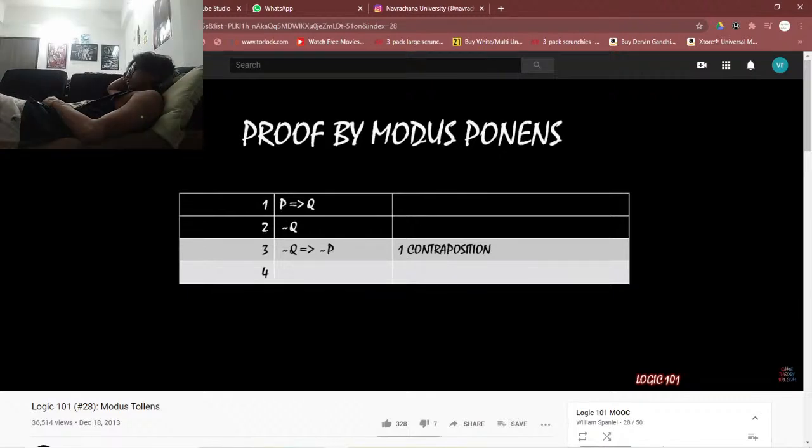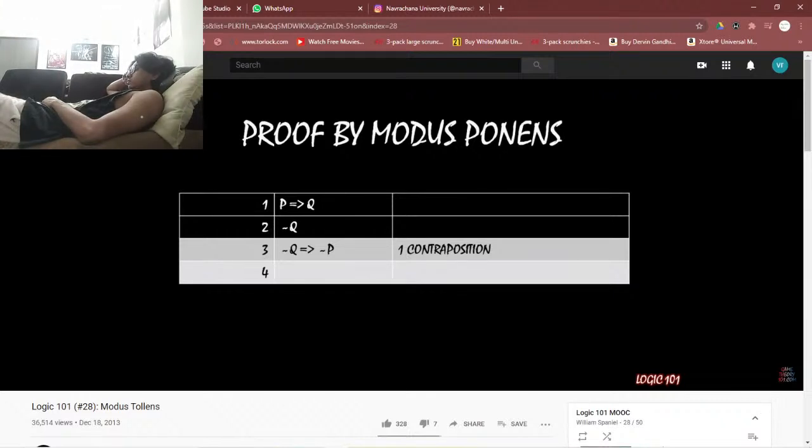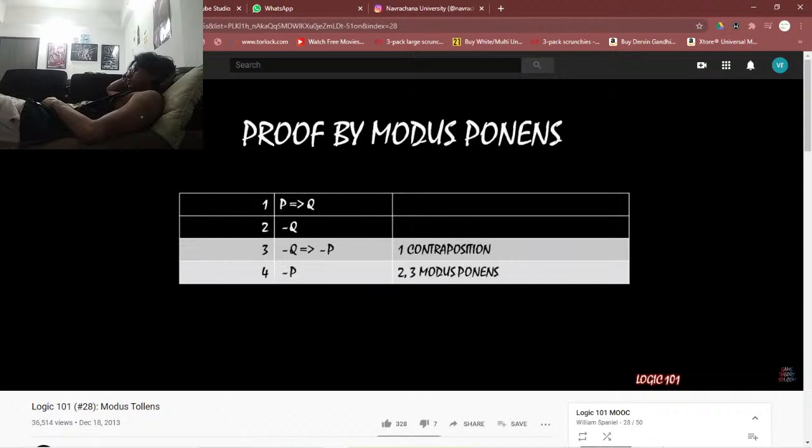And then now, if you notice line 2 and line 3, that's what allows us to use modus ponens. Modus ponens says that if we know that the antecedent is true, then we can conclude the consequent is true. So here the antecedent is line 2, that's not Q, and that is the antecedent of the implication in line 3. So if we take lines 2 and 3 and we apply modus ponens, then we get that the consequent is true, which is not P. And remember, that is exactly what modus tollens said.